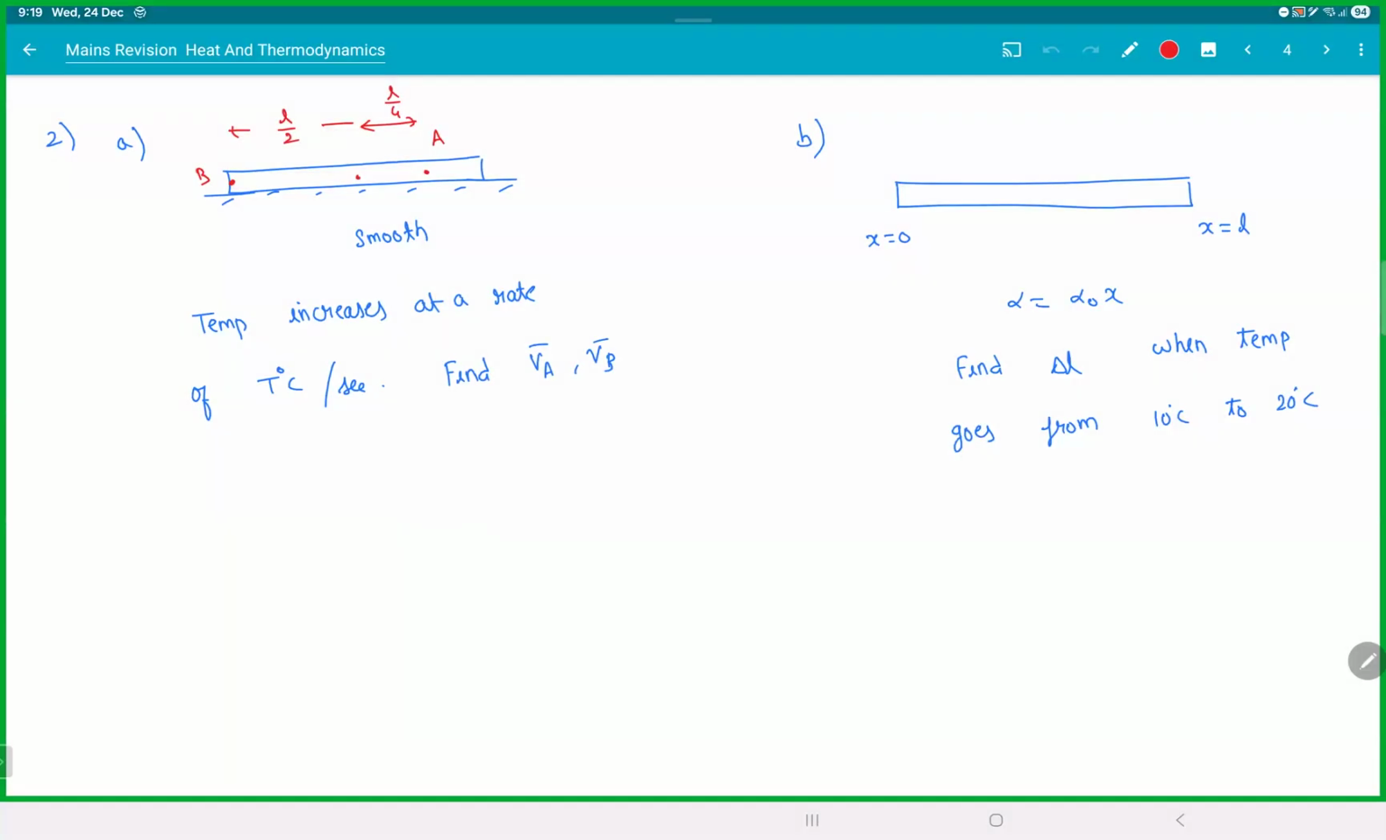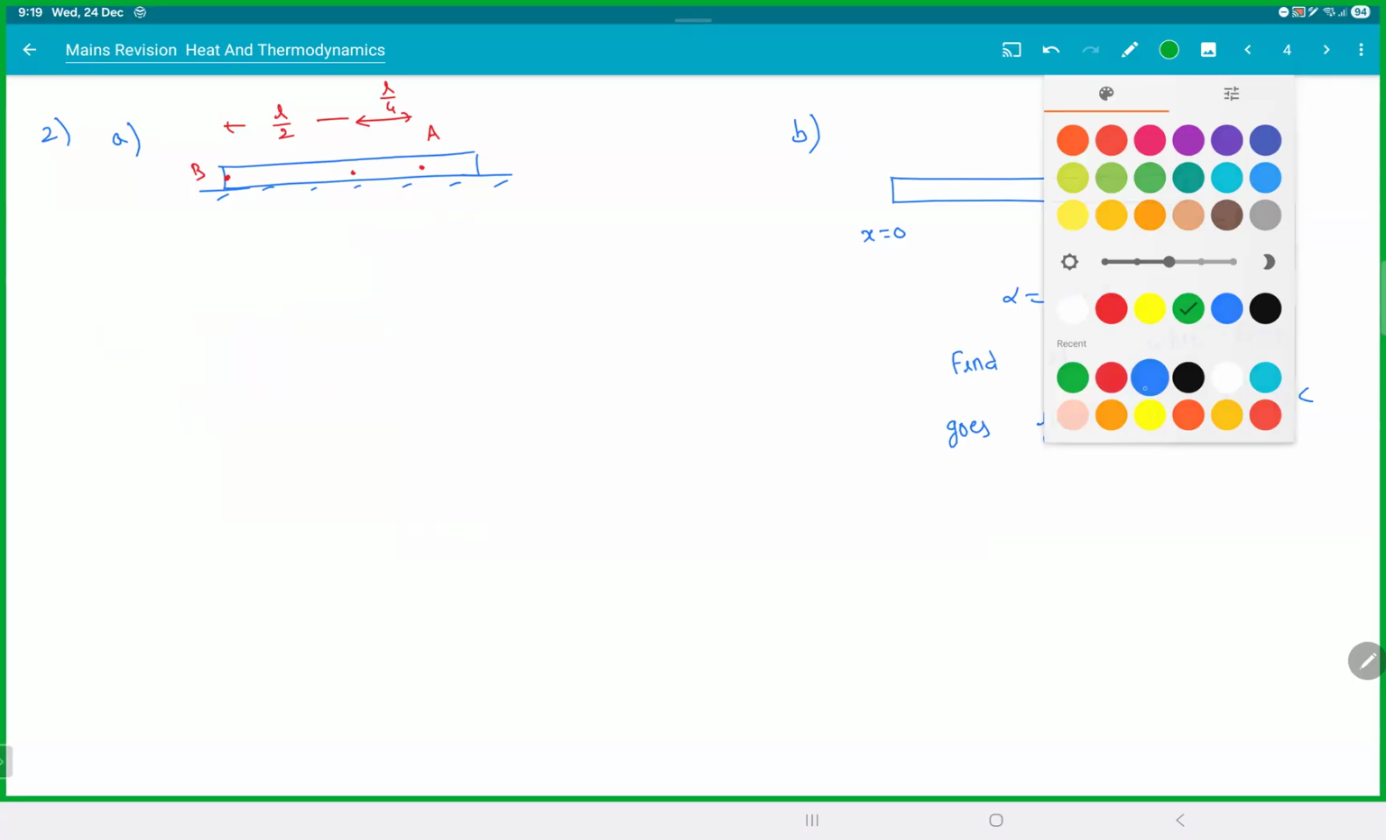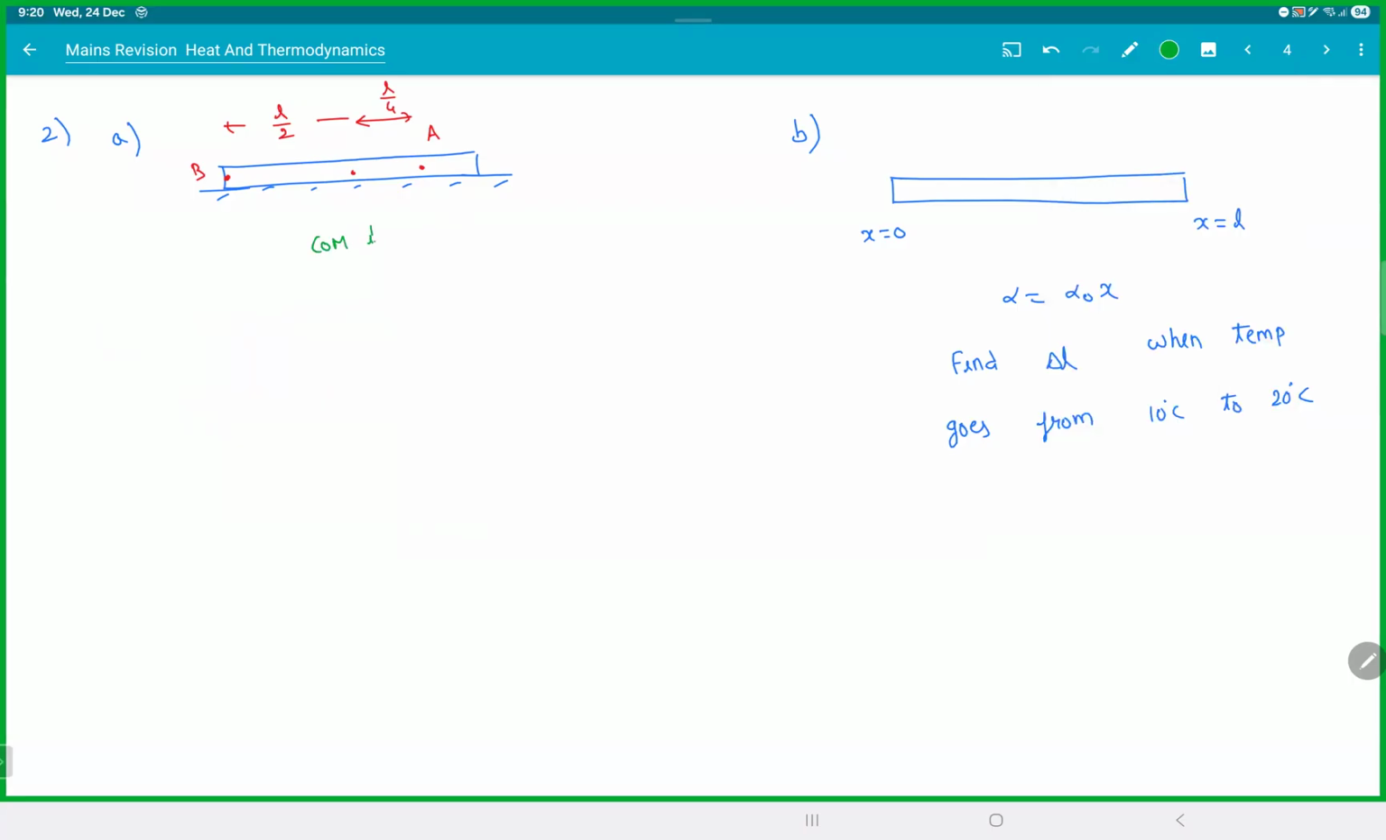So when you increase the temperature at a rate of T degrees per second, the center of mass will not move. Right? So this distance was L by 4. If you take the position of XA, this will be L by 4, 1 plus alpha T. Or you can write it like this: the change in position, delta XA, will be L by 4 alpha delta T. Divide both sides by time: delta XA by delta time is L by 4 alpha delta T by T.